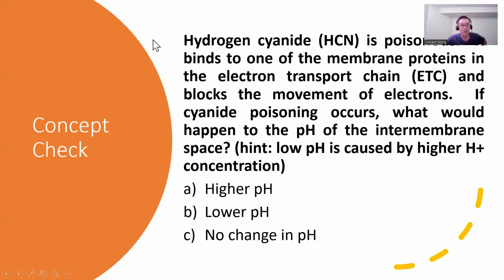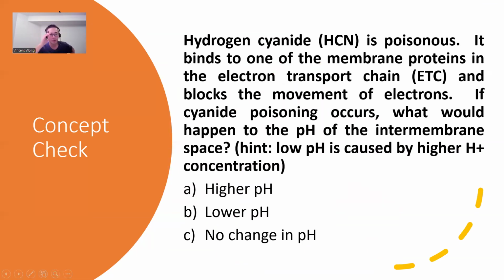Okay, let's take a look at this question, and I'll go through it with you. Hydrogen cyanide (HCN) is poisonous, I told you this already. It binds to one of the membrane proteins in the electron transport chain and blocks the movement of electrons. If cyanide poisoning occurs, what would happen to the pH of the intermembrane space? Okay, so hint, low pH is acidic. Low pH is caused by more H+.